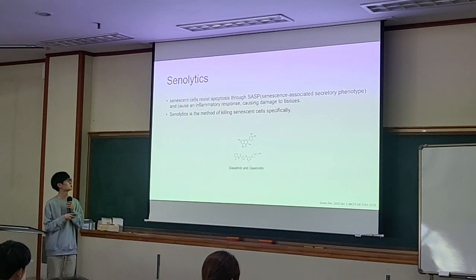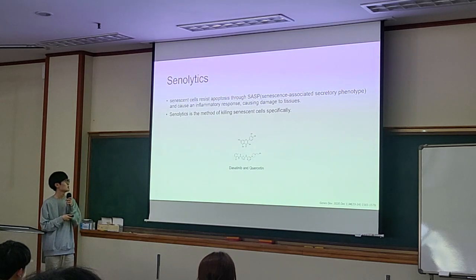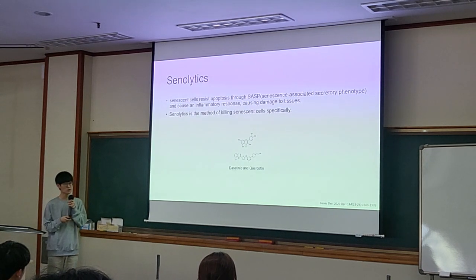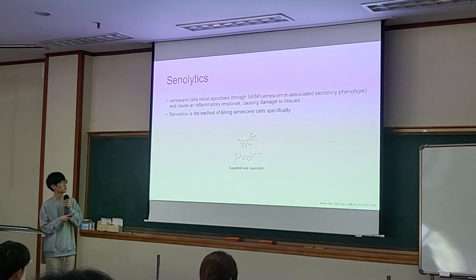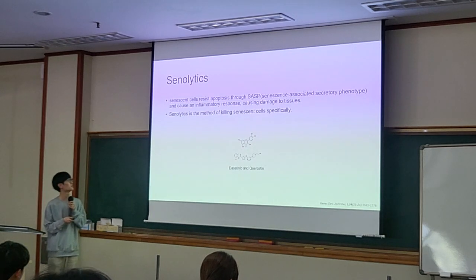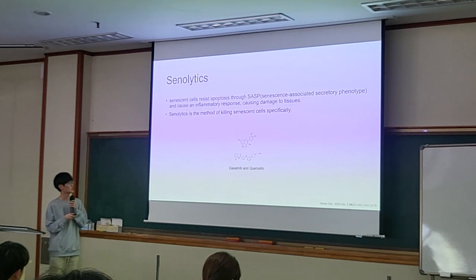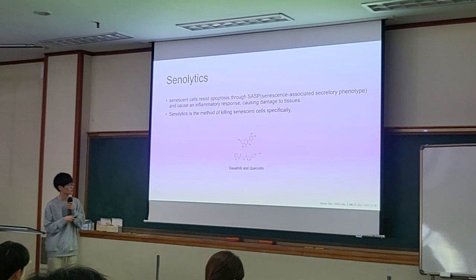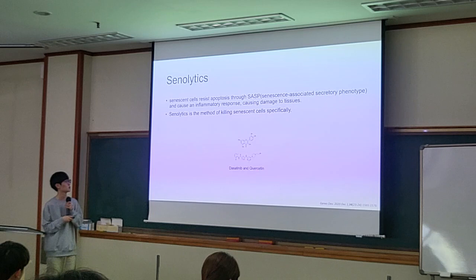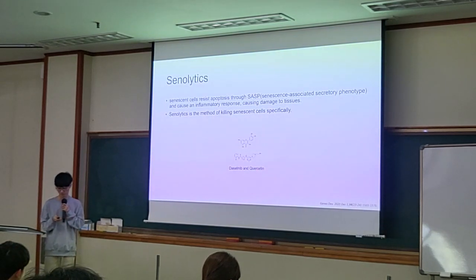The second approach is senolytics. Senescent cells resist apoptosis through SASP, the senescence-associated secretory phenotype, and it causes an inflammatory response causing damage to tissues. Senolytics is the method of killing the senescent cells specifically. Dasatinib and quercetin is one example of these senolytic drugs that kill senescent cells specifically.